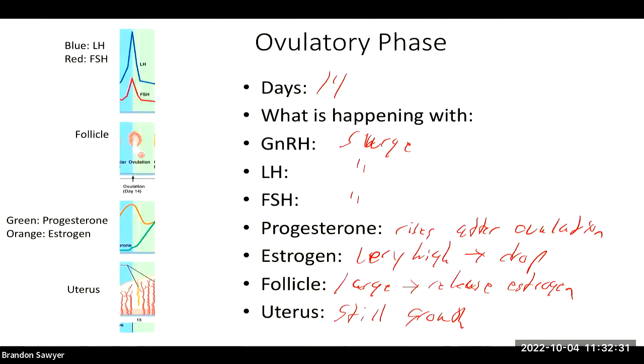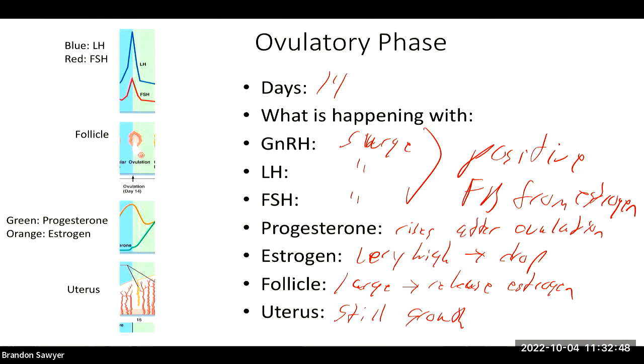Okay, and then we're moving into ovulation. So right at day 14, GnRH has a surge. Same with LH and FSH. Again, that was caused by positive feedback from estrogen. There's something about those really high estrogen levels that causes it to flip from negative feedback to positive feedback, which leads to this big surge.